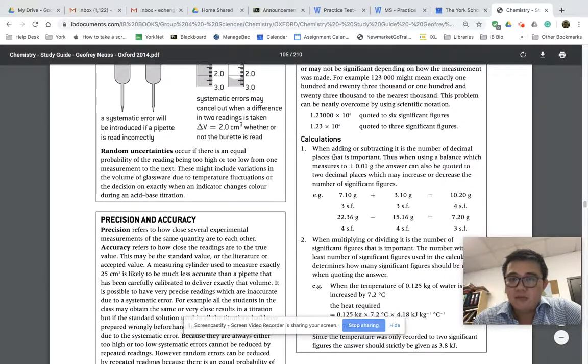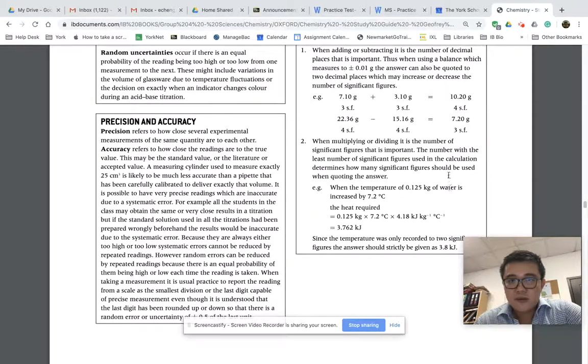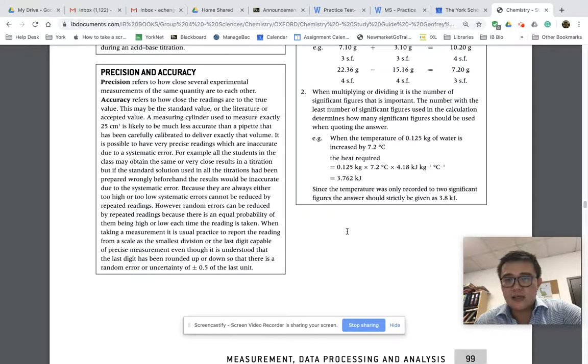And after sig figs, keep in mind, adding and subtracting have different rules from multiplying and dividing. Adding and subtracting, you're using the least number of decimal places. So here two decimal places gives you two decimal places. Whereas multiplication and division, you're using the least number of sig figs. So here's 2 sig figs, here's 3 sig figs. In this case, you round it to 2 sig figs, so it's 3.8.